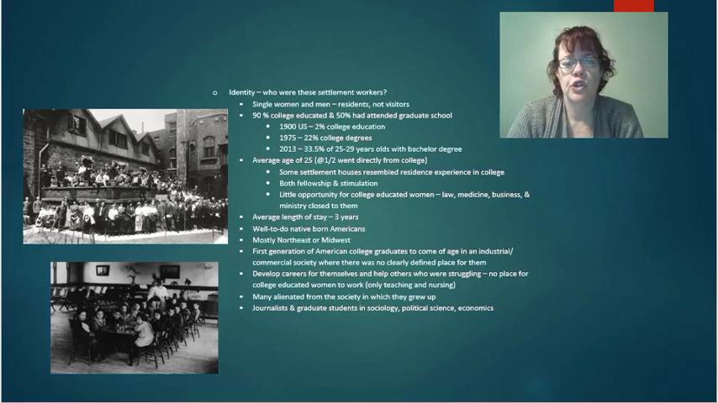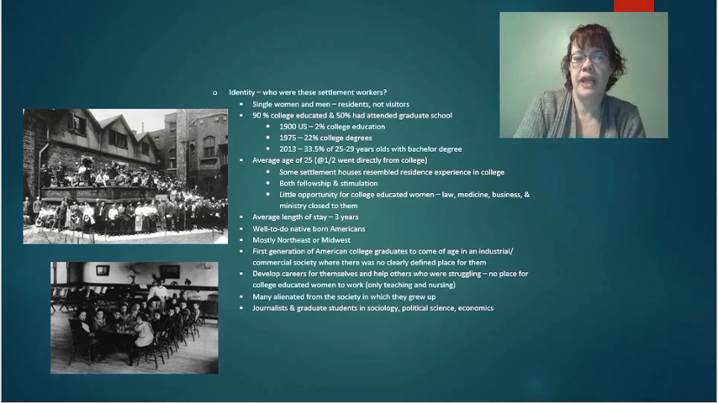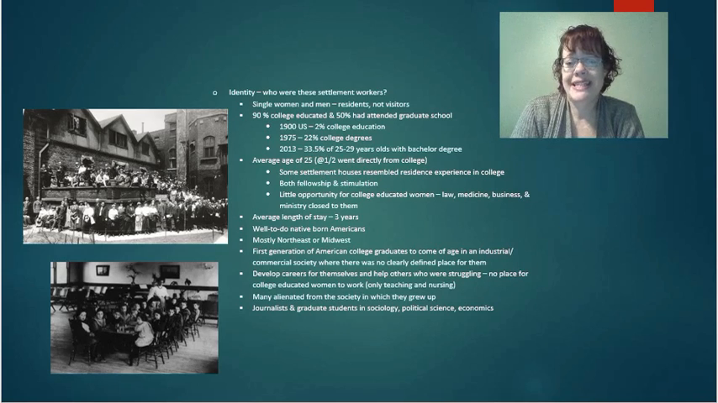Identity. Who were these social workers? They were single women and men. As I mentioned, they're residents, not visitors. 90% were college educated and 50% had attended graduate school. So that's huge considering how few people attended college, especially to think about the percentage of settlement workers who were college educated. In 1900 in the U.S., only 2% were college educated.